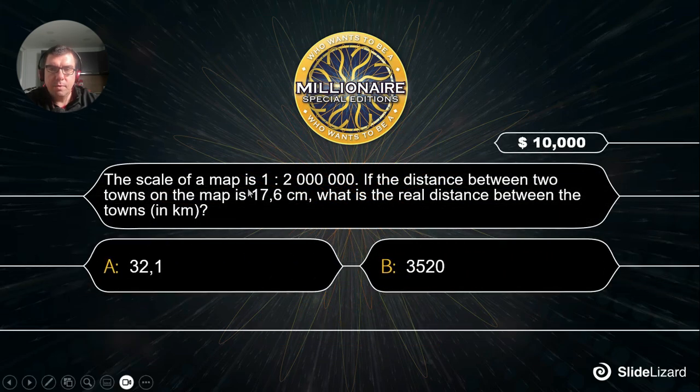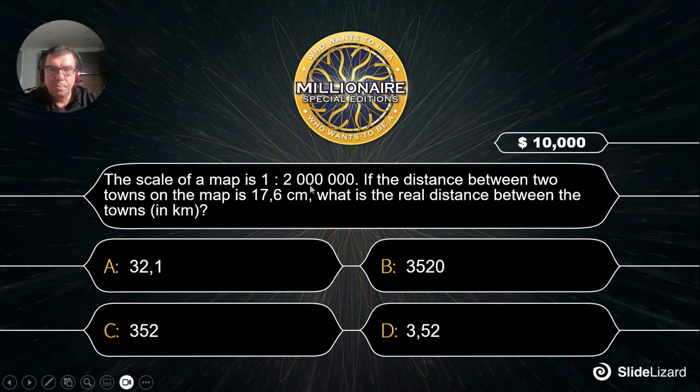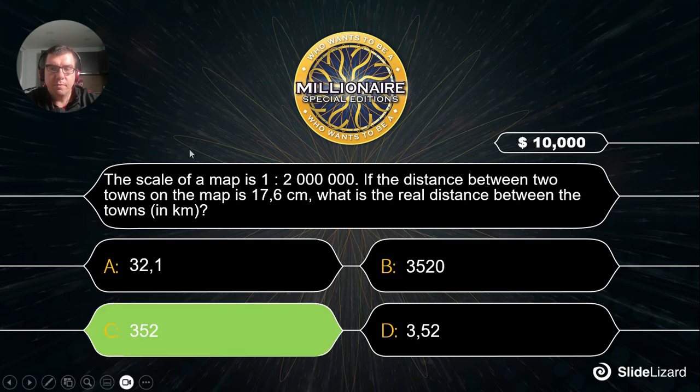The scale of a map is 1 to 2 million. If the distance between two towns on the map is 17.6 centimeters, what is the real distance between the towns in kilometers? Did you find C, 352?